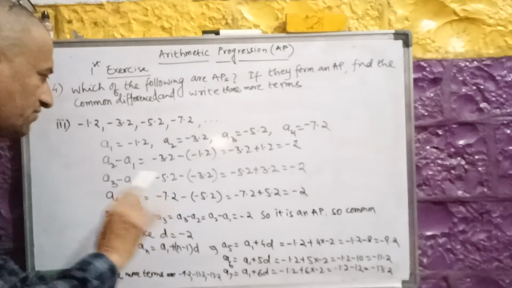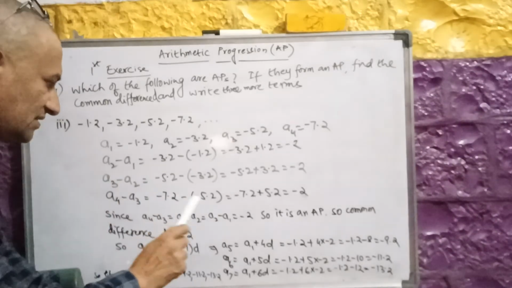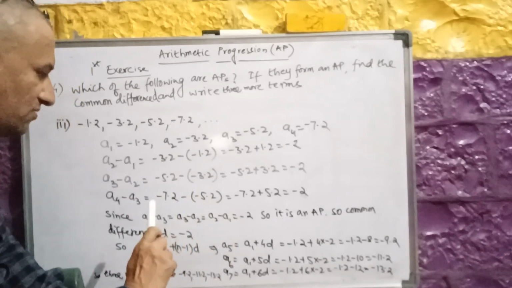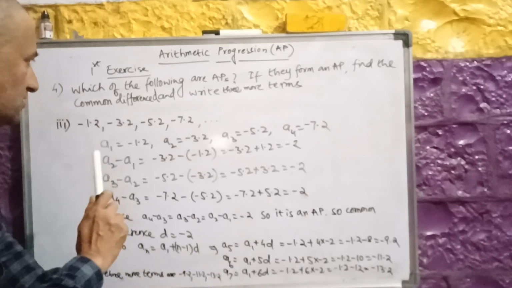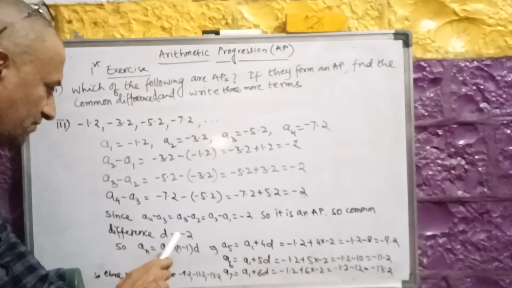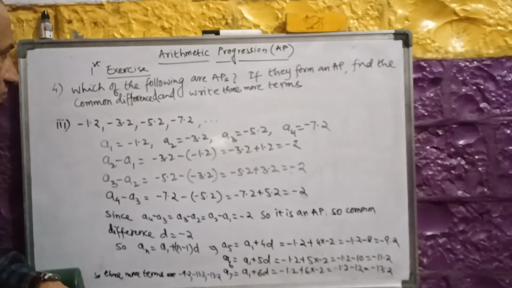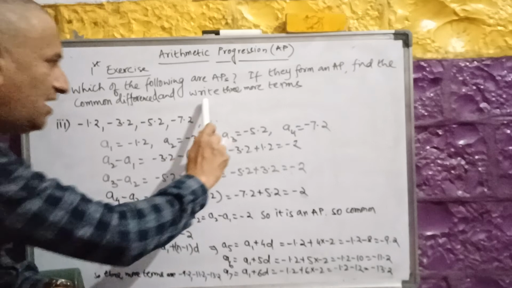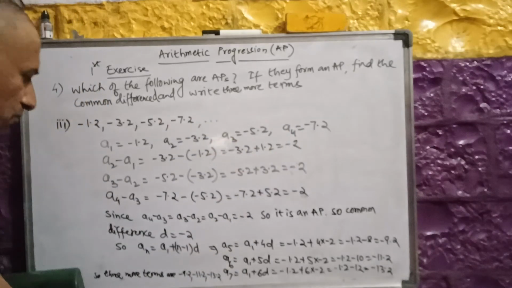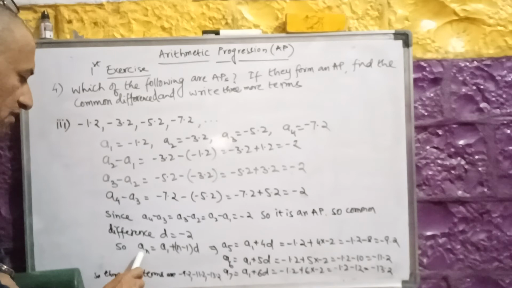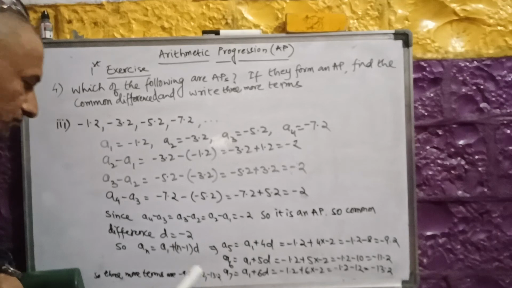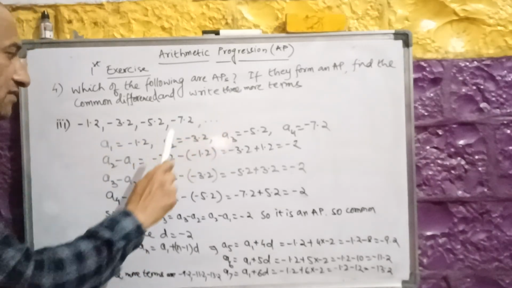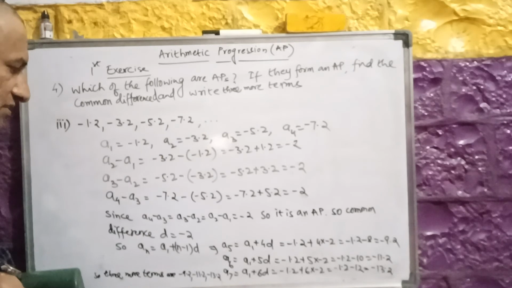Since the difference between consecutive numbers is the same, it is an AP, and whatever the difference is, it is considered the common difference, usually written as D, which is minus 2. Since it is an AP, we need to find three more terms. We use the formula: the nth term of an AP is equal to the first term plus n minus 1 into the common difference D. Since four terms are given, the next three terms are the fifth, sixth and seventh terms, so A5, A6 and A7.